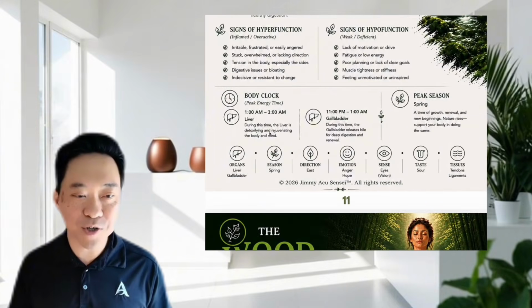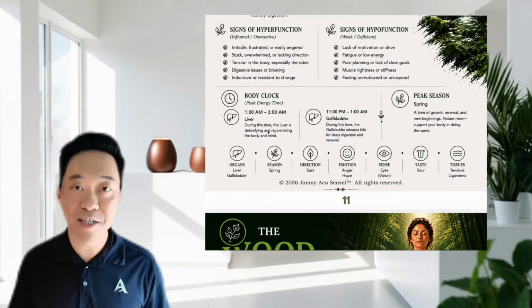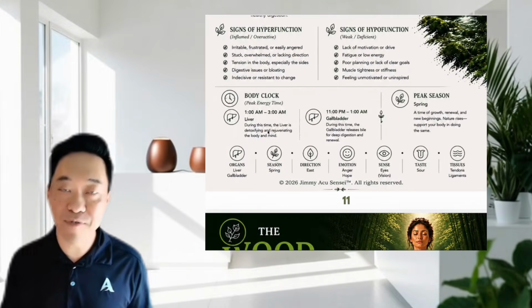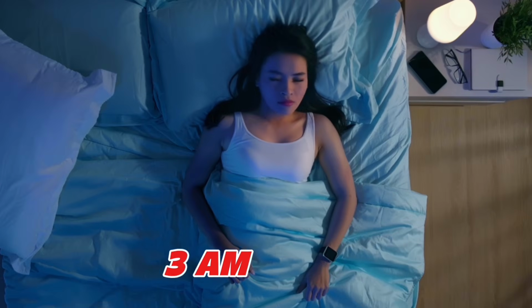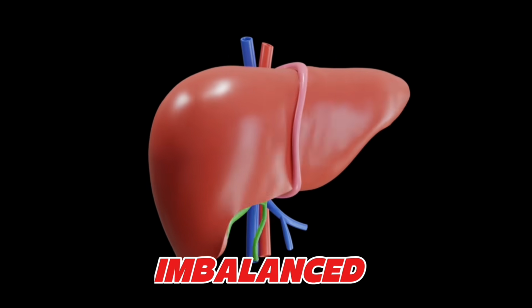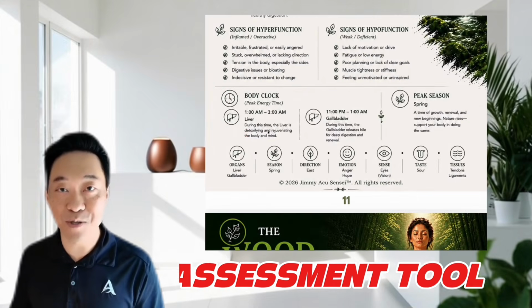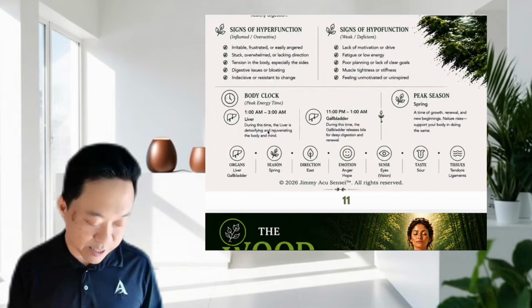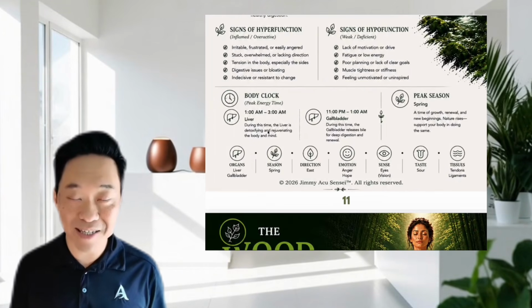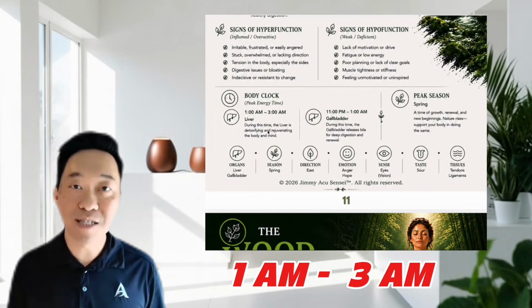These times can also tell us which organs are dysfunctioning. So for example, if you have insomnia and you tend to wake up between 1 to 3 a.m., chances are your liver is imbalanced. So you can use that as an assessment tool. If you have a problem staying asleep, identify when you wake up. What time frame? If you tend to wake up always consistently between 1 to 3 a.m., you definitely have a liver imbalance.